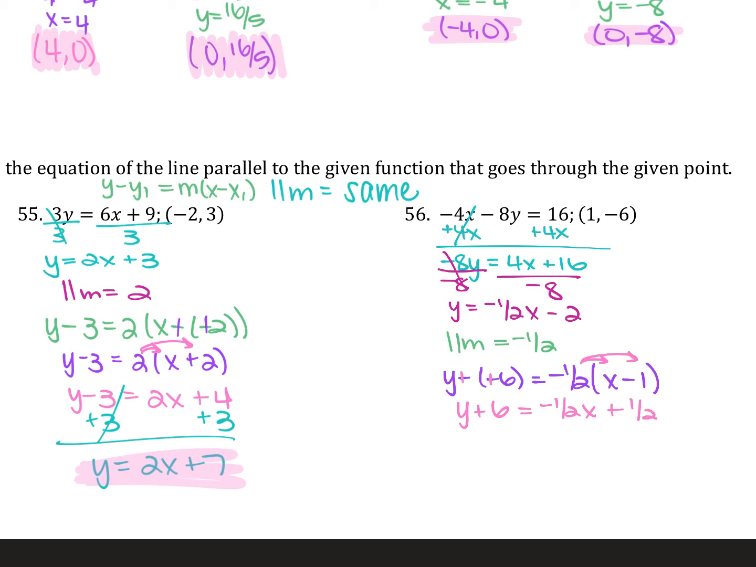When you move that 6 over, it has to be a fraction as something over 2. So subtract your 6 from each side. It's also 12 over 2. So that gives you a fraction that you can add or subtract with the 1/2. You're going to have y is equal to negative 1/2 x minus 11 over 2.